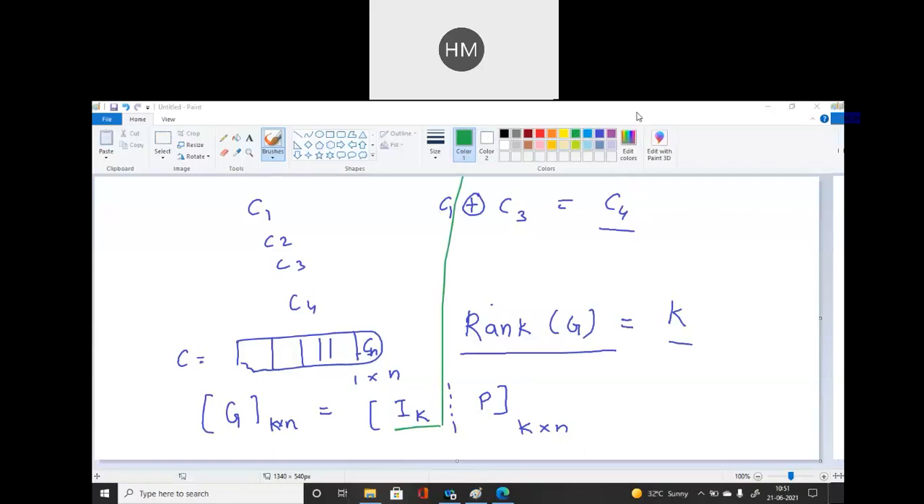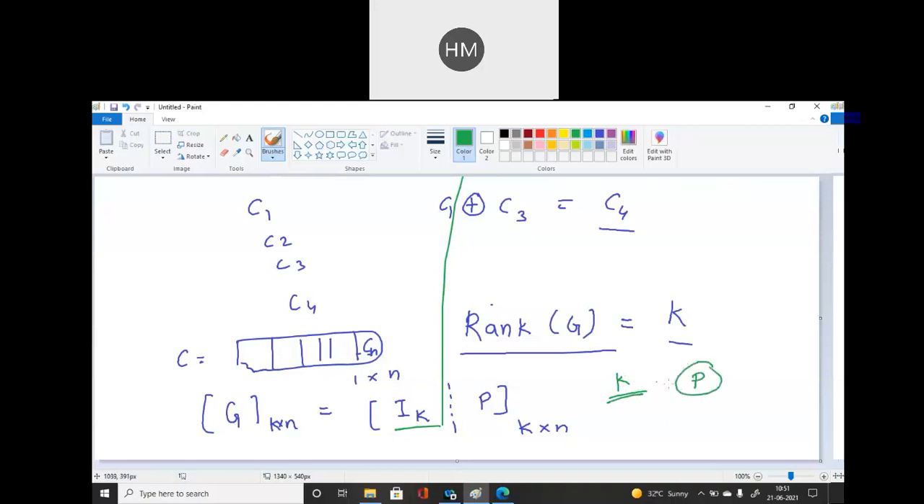Yes, students. What is I? Anyone? Very good, Pratibha. It is the identity matrix. I_K is the identity matrix of order K.